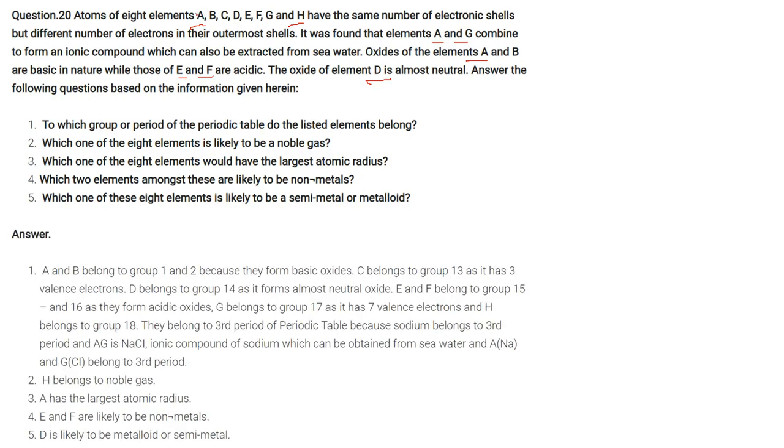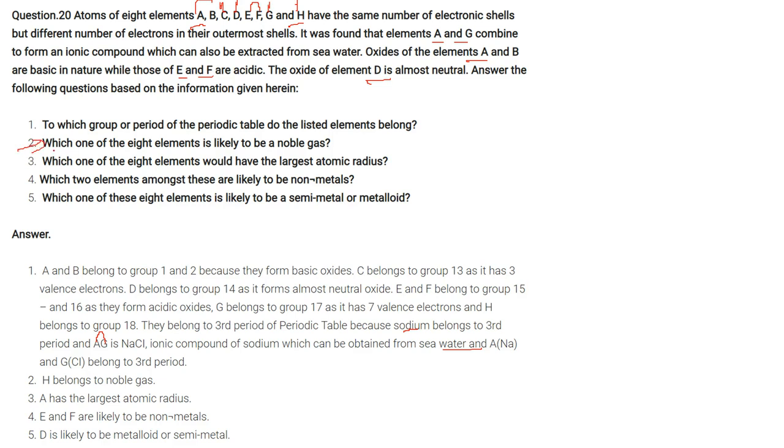With respect to the previous discussion, we'll answer like this. A and B belong to groups 1 and 2 because they form basic oxide. C belongs to group 13 and it has 3 valence electrons. D belongs to group 14 as it forms almost neutral oxide. E and F belong to groups 15 and 16, they form acidic oxide. G belongs to group 17 as it has 7 valence electrons. H belongs to group 18, and in all they belong to the third period of the periodic table because sodium belongs to the third period and A and G form NaCl, an ionic compound of sodium which can be obtained from seawater as given in the question. A is sodium, G is Cl, belong to third period.